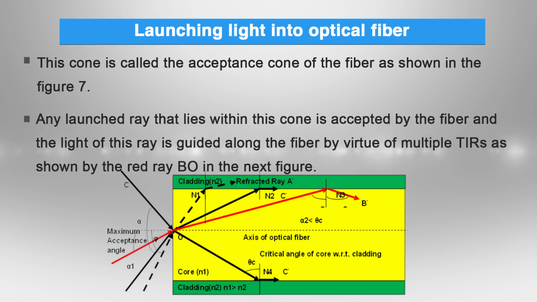Any launched ray that lies within the cone is accepted by the fiber, and the light of the ray is guided along the fiber by virtue of multiple total internal reflections, as shown by the red ray in the figure.